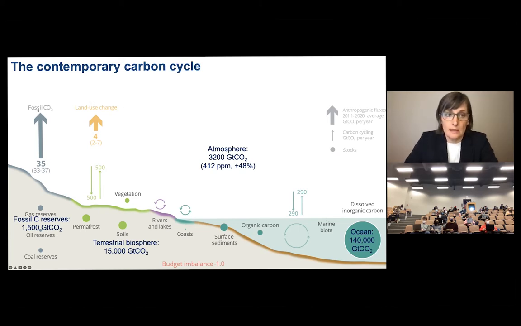So the fluxes of fossil emissions, this is mostly burning fossil fuel, for example, for power stations, for petrol in your car, for heating, if you heat with a gas boiler, for industry. So these are all behind that. 35 billion tons of CO2 every year, and then land use change.